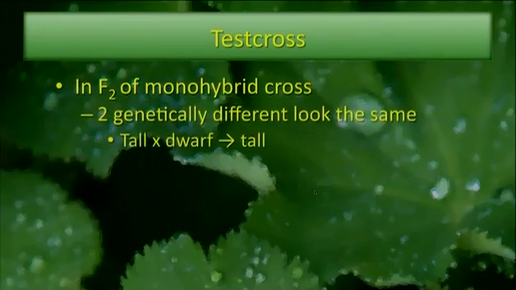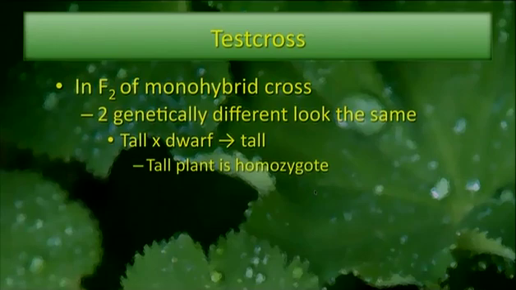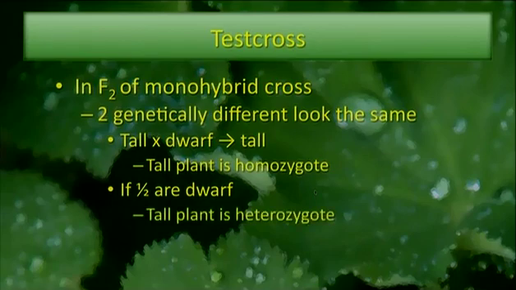If you cross a tall plant with a dwarf plant and all their offspring are tall, you know that the tall plant is a homozygote. That tall plant is capital T, or big T. And if you cross a tall and a dwarf, and half the offspring are dwarf, just like in the backcross, you know that the tall plant is a heterozygote.